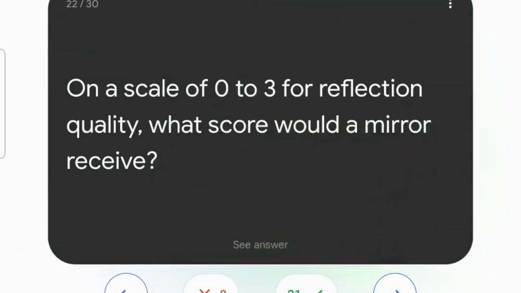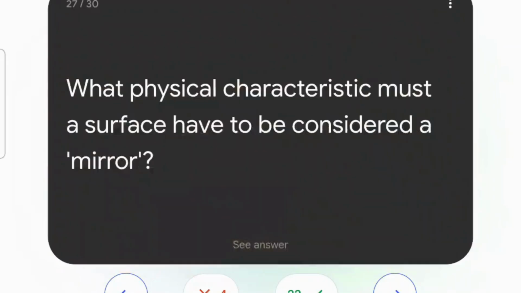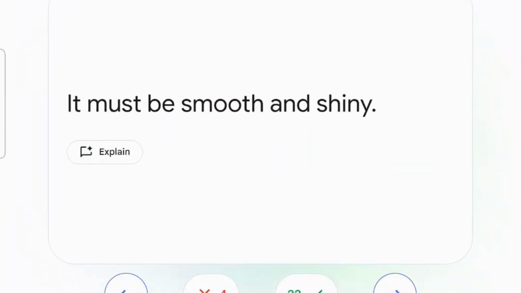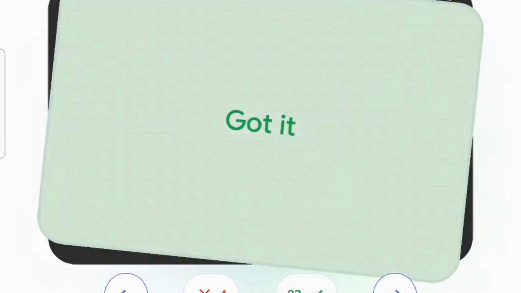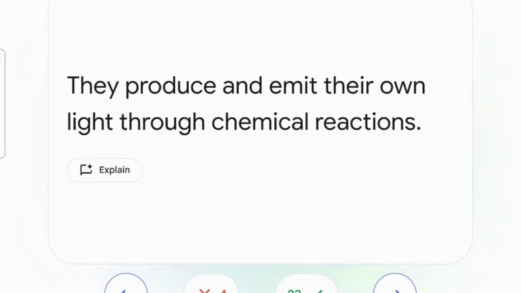On a scale of 0 to 3 for reflection quality, what score would a mirror receive? What physical characteristic must a surface have to be considered a mirror? It must be smooth and shiny. Why are fireworks considered light sources? They produce and emit their own light through chemical reactions.